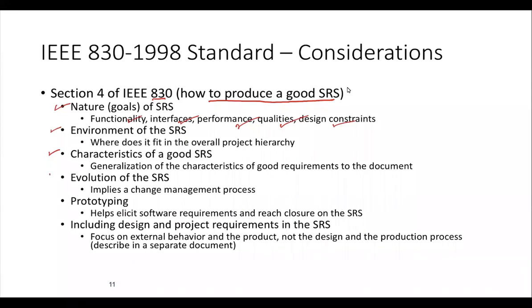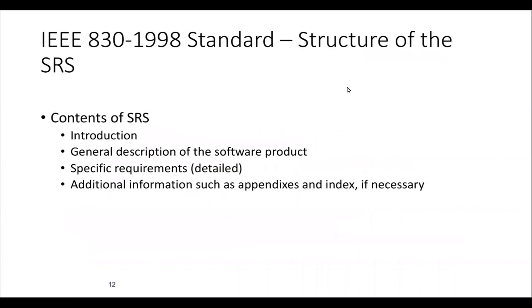We have information about the evolution of the SRS, which implies a change management process. We have prototyping, which helps elicit software requirements and reach closure on the SRS. Finally, we have design and project requirements in the SRS that help in identifying the external behavior and product, not only the design, but also the production process. All of this information, before even listing the details about the SRS, you can find in section 4 of the IEEE 830.